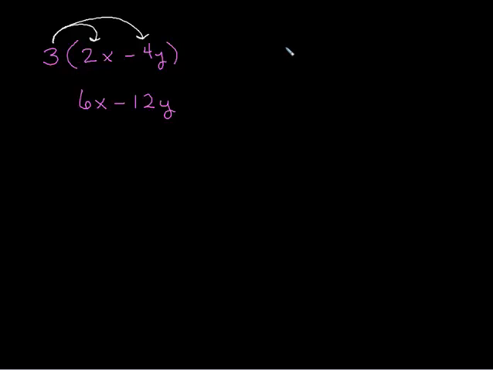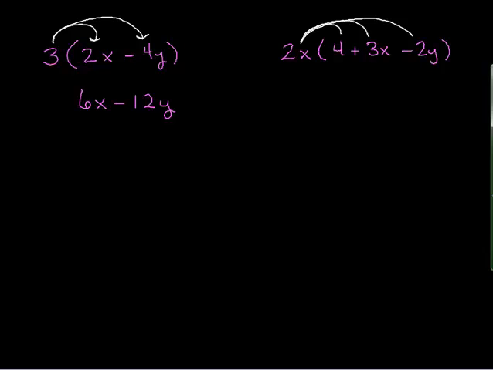If I have variables on the outside, say for example 2x times (4 plus 3x minus 2y), I have 3 terms inside, so I distribute to each of the terms. When I multiply this in, 2x times 4 gives me 8x. 2x times 3x, 2 times 3 is 6, and x times x is x squared. And then 2 times negative 2 is negative 4, and x times y gives me xy.